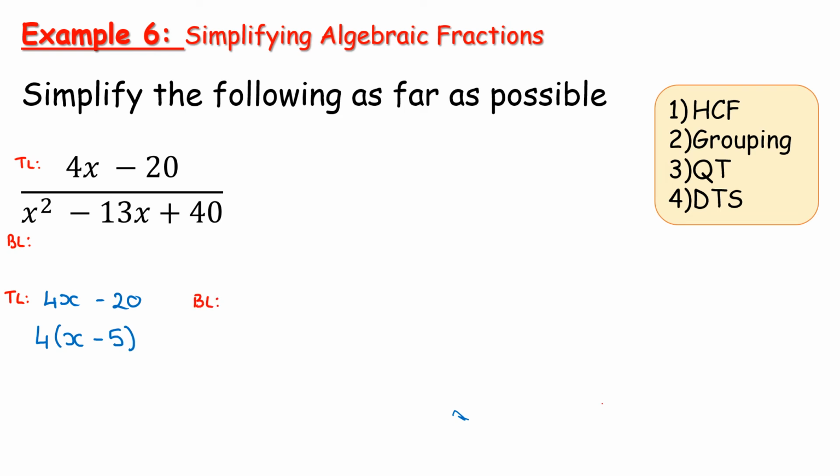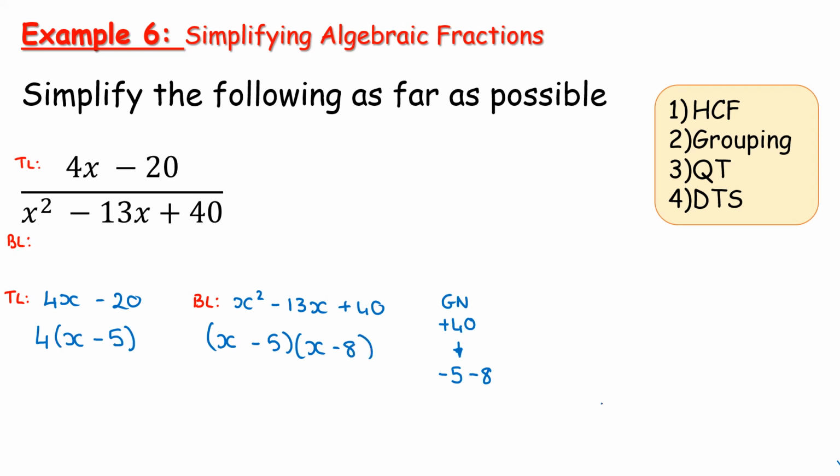My bottom line, that's a quadratic trinomial. So this time I'm going to use the shortcut. So plus 40. So my guide number, remember I'm allowed to use my shortcut because it's just an x squared. That's all that's there. So I have a plus 40 and I want to get minus 13. So my signs are going to be minus. So we're going to have, you can work them all out, 5 and 8. So minus 5 minus 8, which is minus 13. So in my bracket, that is minus 5 and a bracket minus 8.